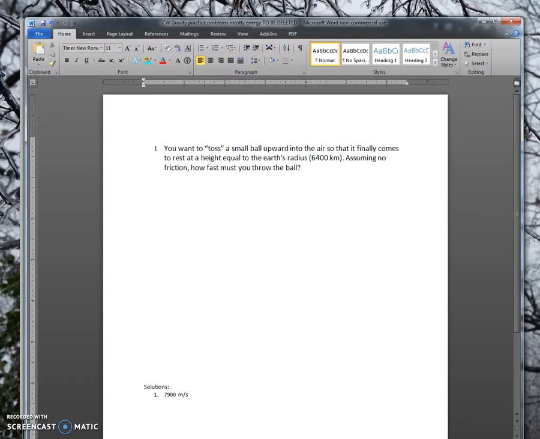So here's a fun gravitational potential energy problem. You want to toss a small ball upward into the air so it finally comes to rest at a height equal to the Earth's radius, 6,400 kilometers. Assuming no friction, how fast must you throw the ball?